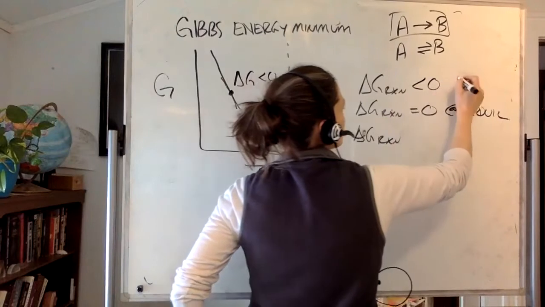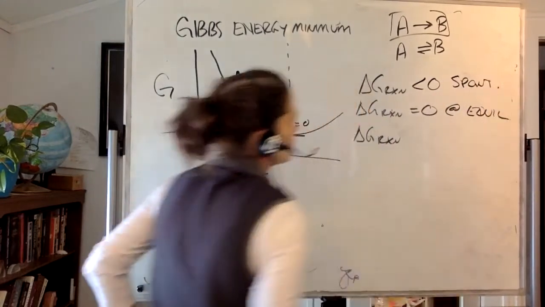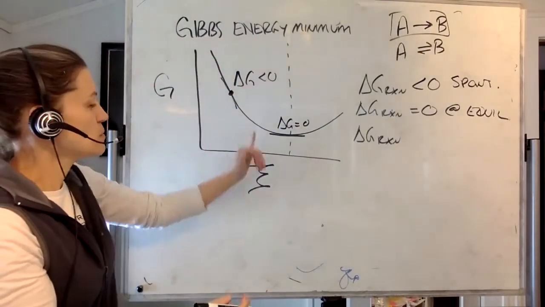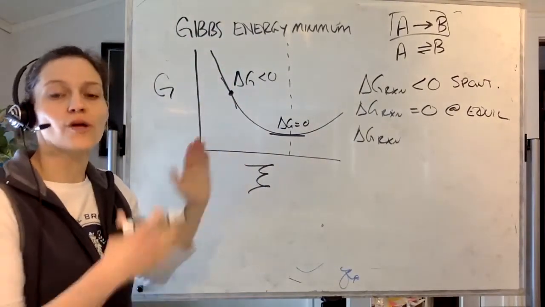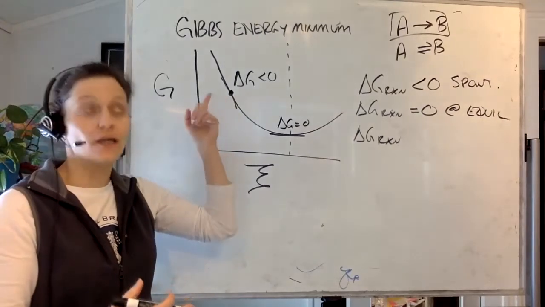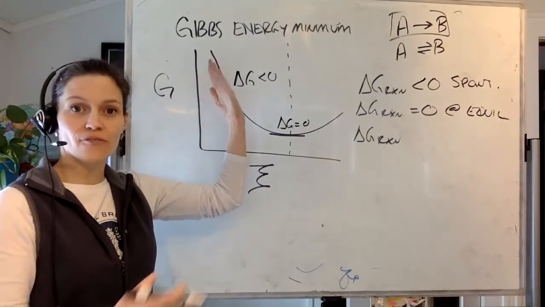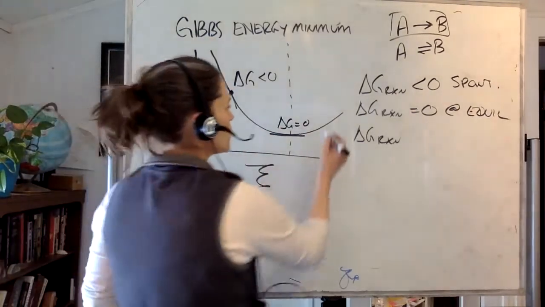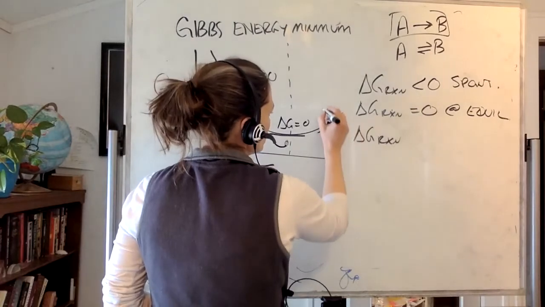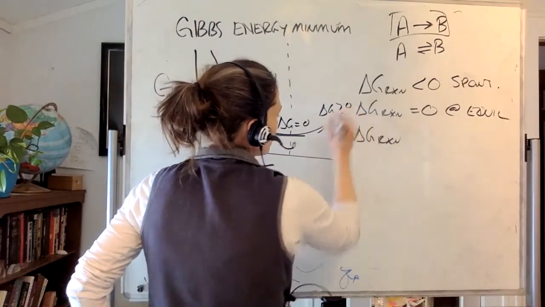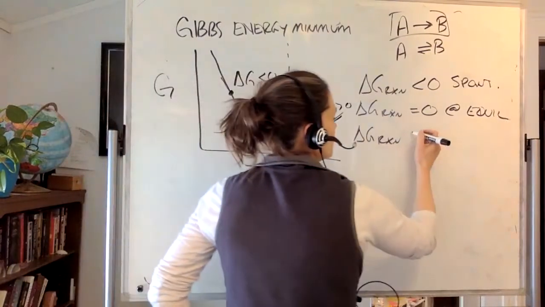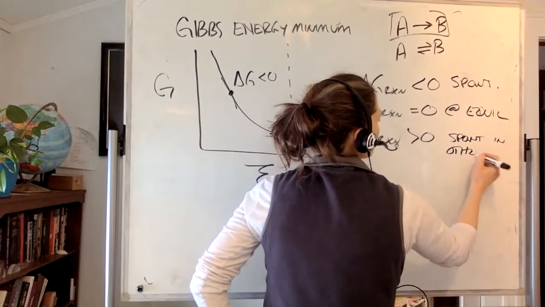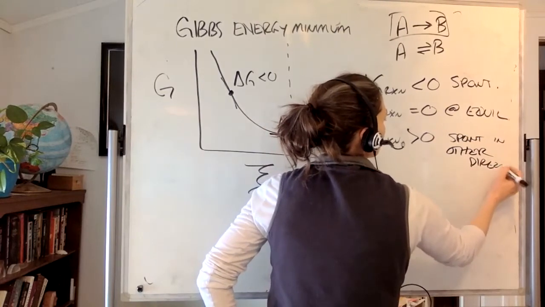So if it's less than 0, we've got a spontaneous reaction. Okay, the reaction will continue until it reaches equilibrium, which means at an early extent of the reaction, we are still maintaining a negative delta G. Therefore, we are going to continue to go until we reach delta G equal to 0. And likewise, if we're over here, this delta G is going to be greater than 0. So notice that it's positive. So greater than 0 means spontaneous in the other direction.